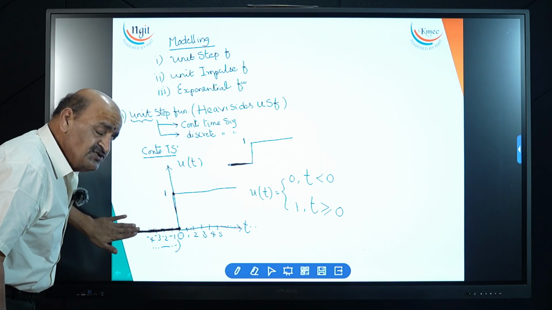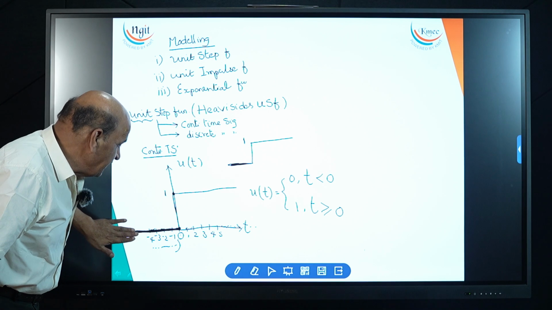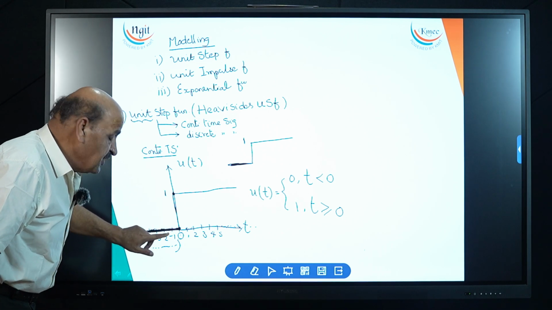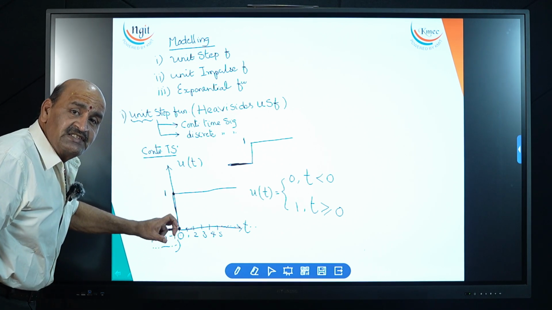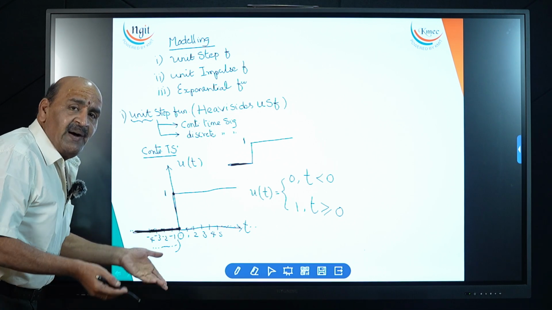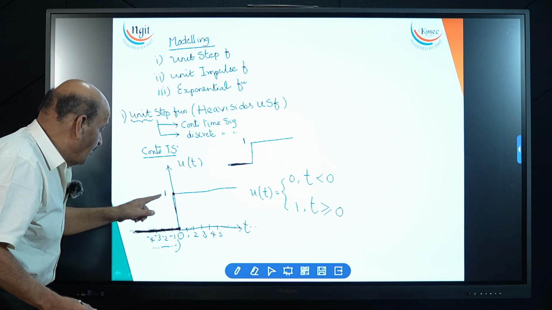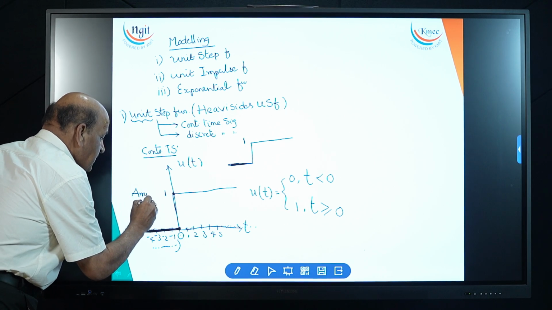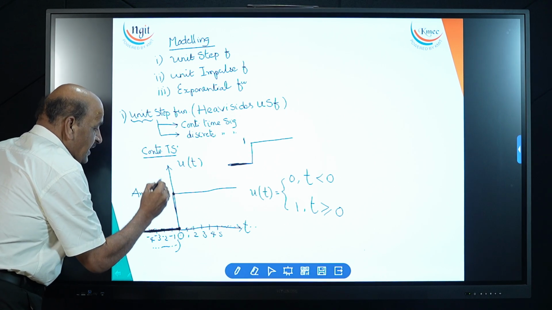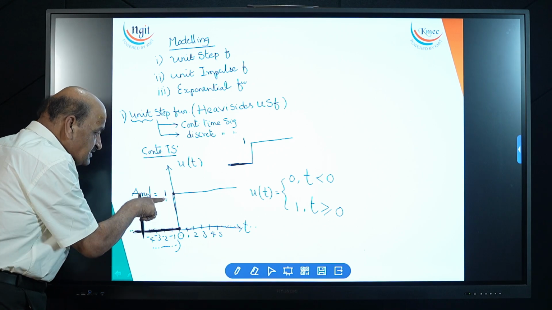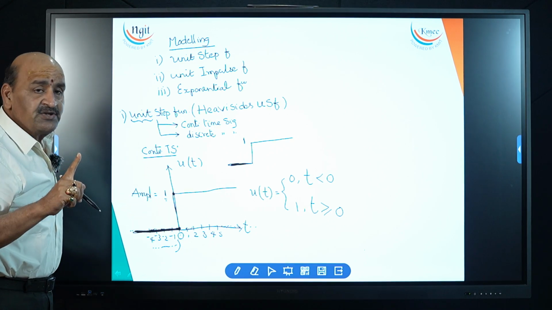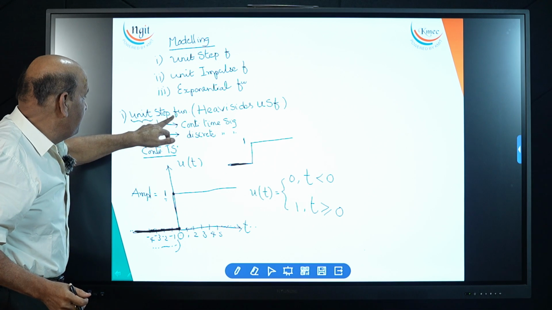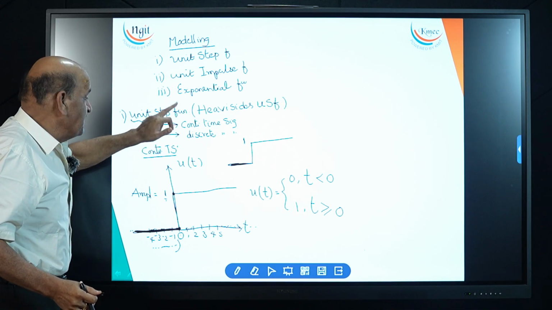That's why these values remain only on the t axis on the left side. Whenever the t value reaches 0, immediately it spikes. It spikes to which value? 1. Therefore, here the amplitude is equal to 1. Because of the unit amplitude, we are calling this function the unit step function.